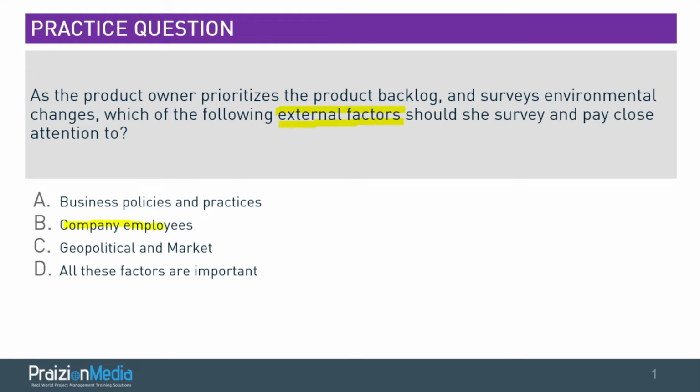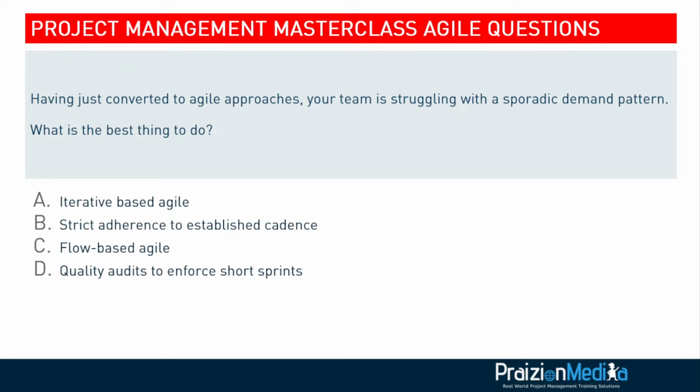This is not an external factor. Company employees is not. Business policies are internal. Practices are internal. That is not. So D cannot be correct. So the best answer would have to be C, geopolitical and market. Okay? Got to keep your eye on what is internal and what is not. Moving on to our next question.